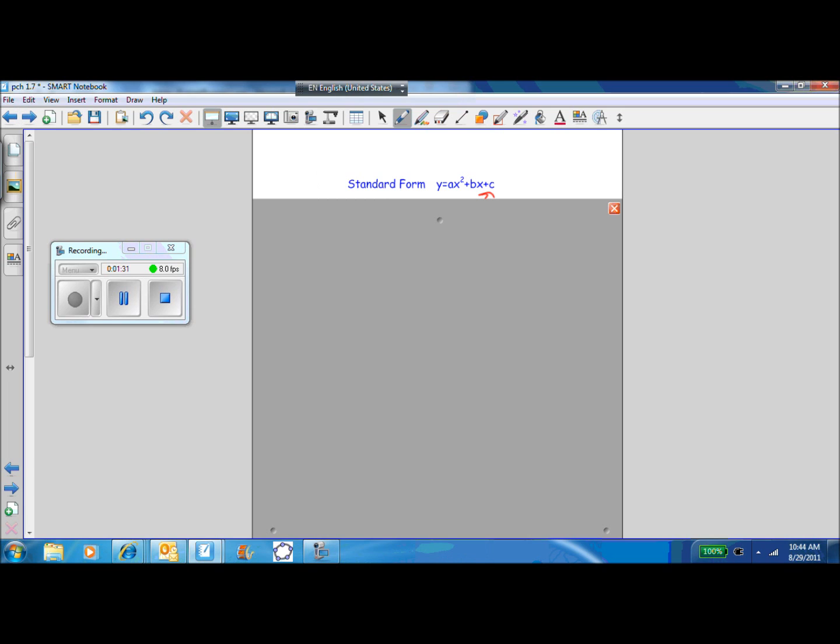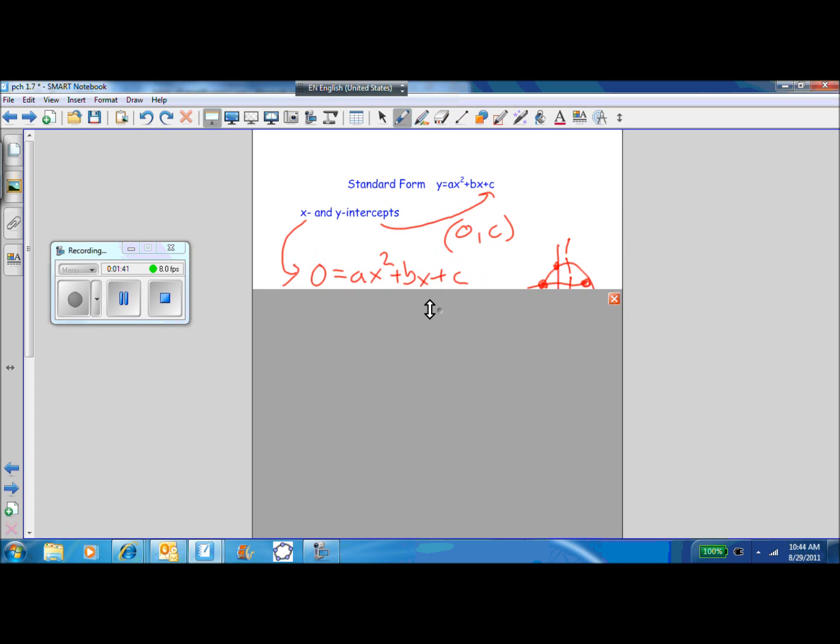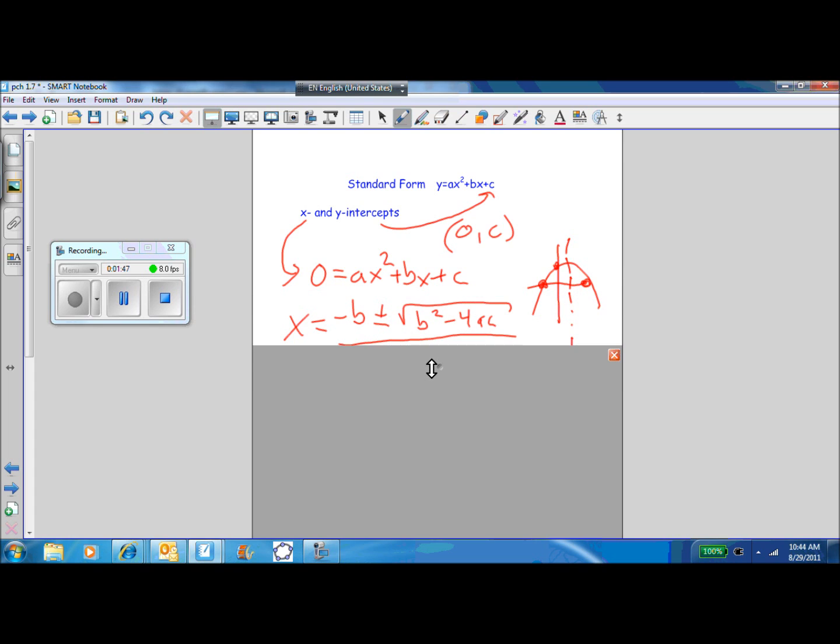Standard form, y equals ax squared plus bx plus c. This is nice because it tells you the c right away. You get the y-intercept out of it right away. The x-intercept is a little trickier. You have to set 0 for y, and now that should look familiar. That's your old friend, the quadratic equation, and you use the quadratic formula to solve it. You can also factor it and so forth.